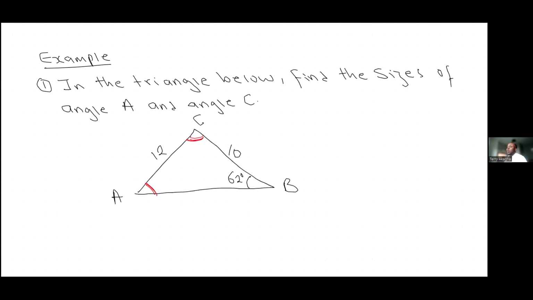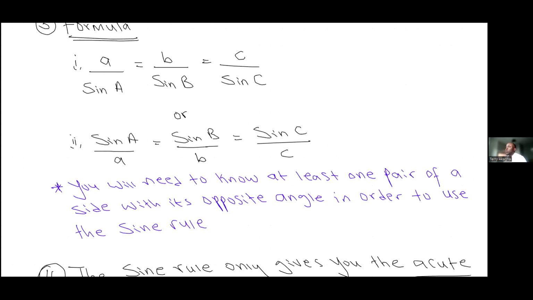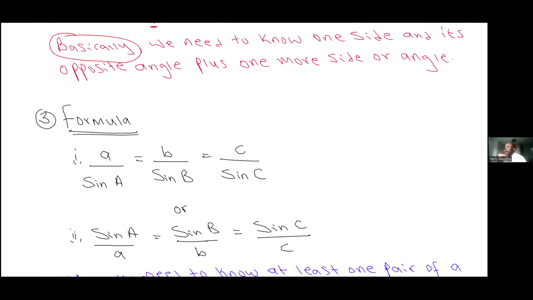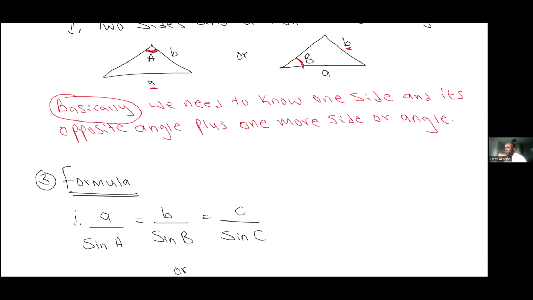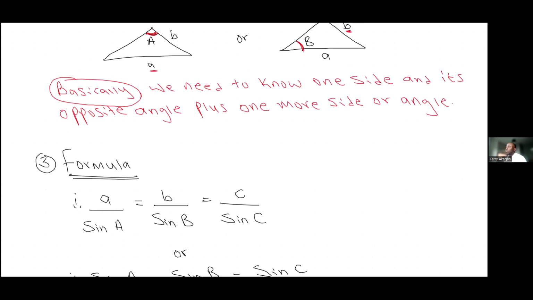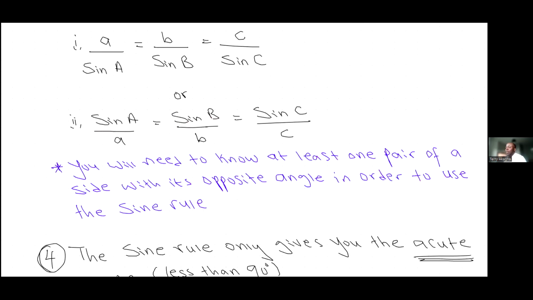Now you can see when I was talking about when to use sine rule, I told you that for sine rule, you need to know one side and its opposite angle, plus one side or angle. So basically, for the formula, you need to have at least one of the pairs of the side and the opposite angle should be known. All right, so let us put it in the rule now.